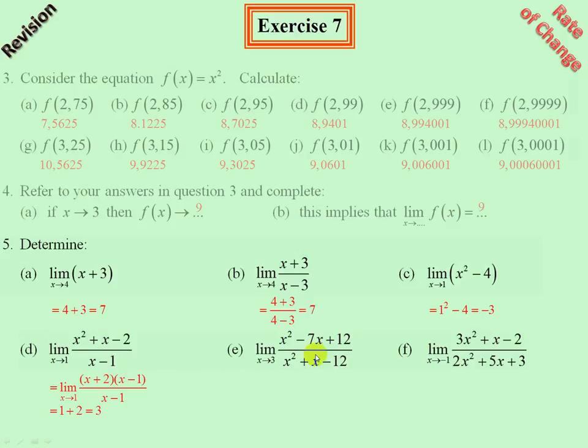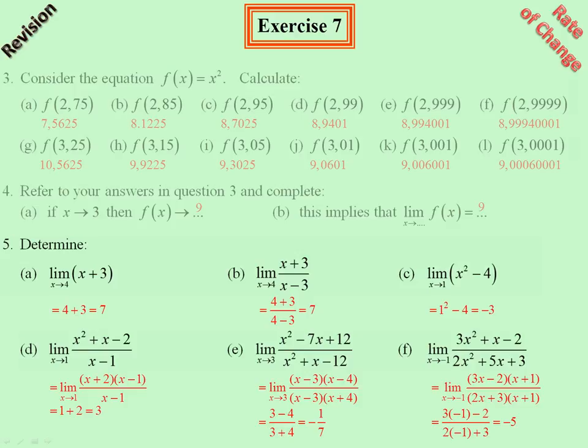This one, it won't work. We'll get 0 over 0, so we factorize. The x minus 3's cancel. We get x minus 4 over x plus 4. Substitute the 3, and it works. And the last one needs factorizing as well.